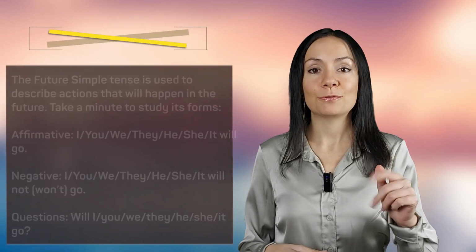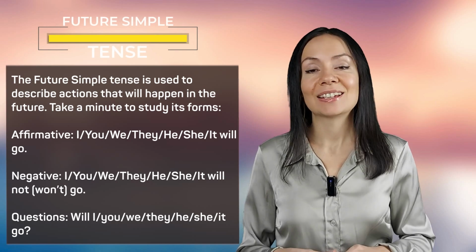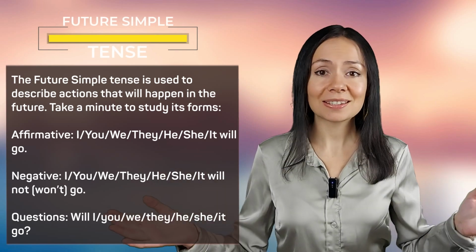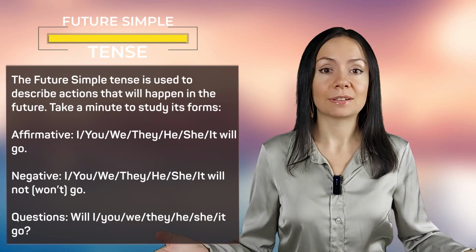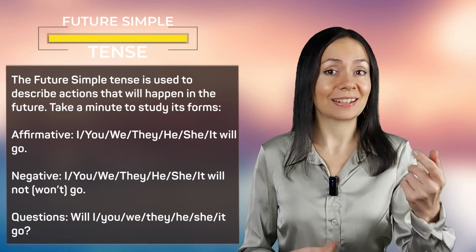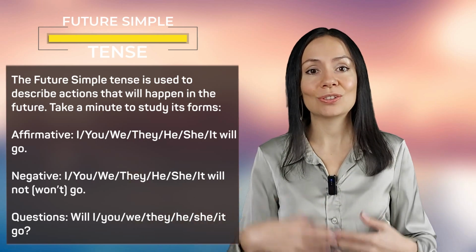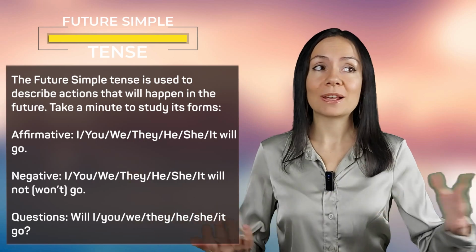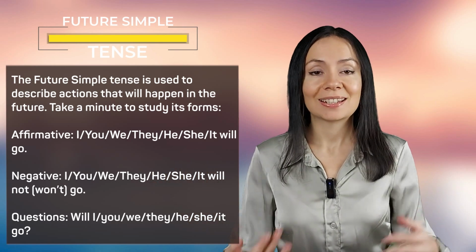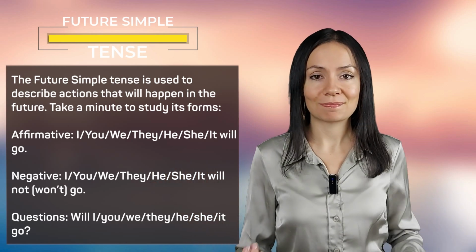Nice work so far. Now, let's move to the future simple tense. It's all about talking about things that will happen. Let's explore this simple yet essential tense. The future simple tense is used to describe actions that will happen in the future. Take a minute to study its forms.